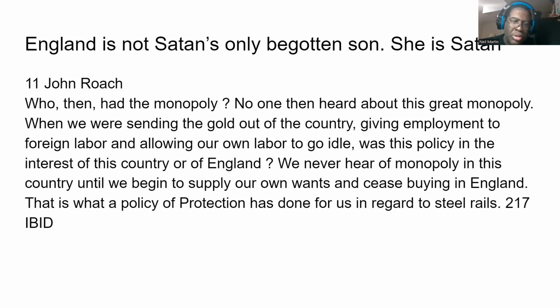Who then had the monopoly? No one then heard about this great monopoly when we were sending the gold out of the country, giving employment to foreign labor and allowing our own labor to go idle. Was this policy in the interest of this country or of England? We never hear of monopoly in this country until we began to supply our wants and cease buying in England. This is what a policy of protection has done for us in regard to steel rails.